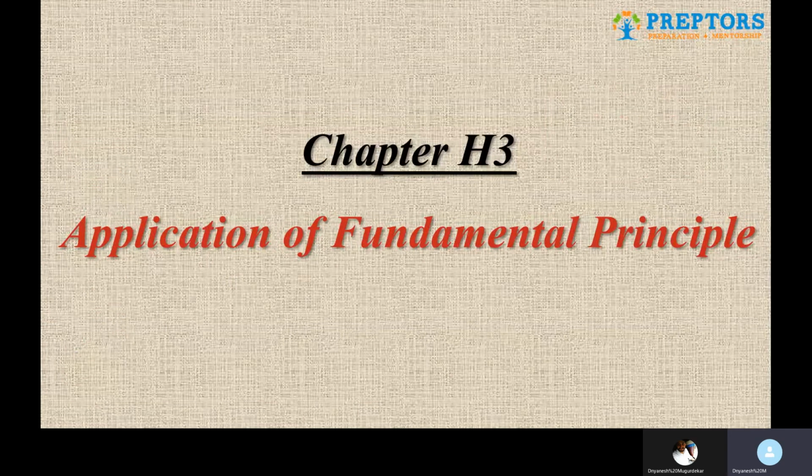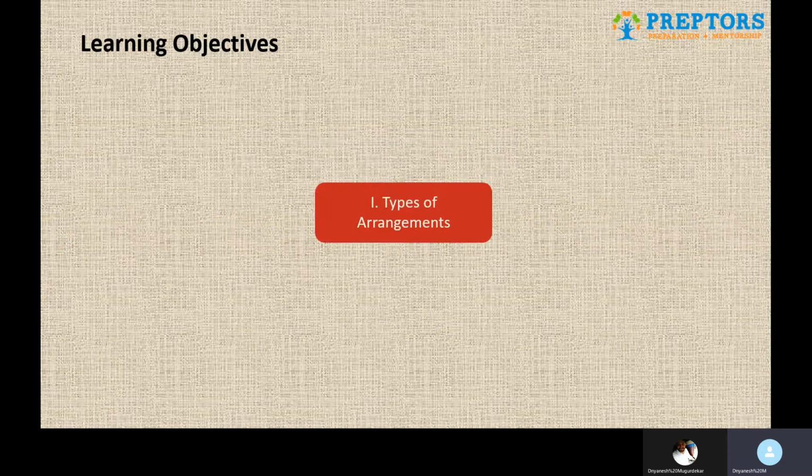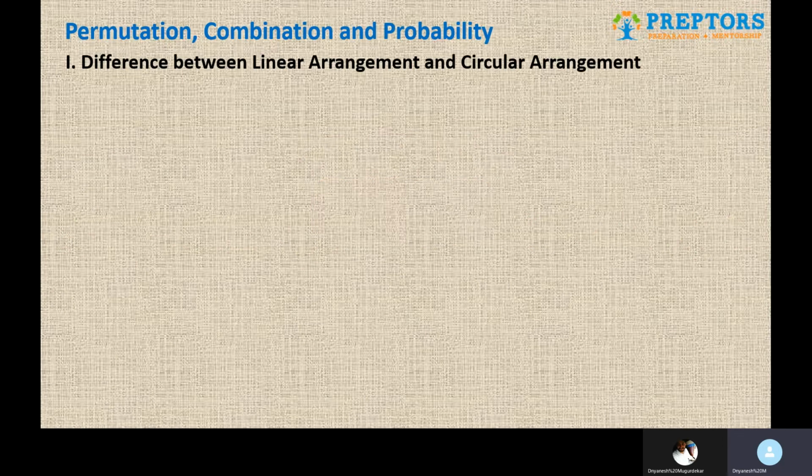Hello everyone. So welcome to topic H3 and today we are doing application of fundamental principle. So in this part, the first thing that we are going to see is different types of arrangement. The first part is what is the major difference between linear and circular arrangement.